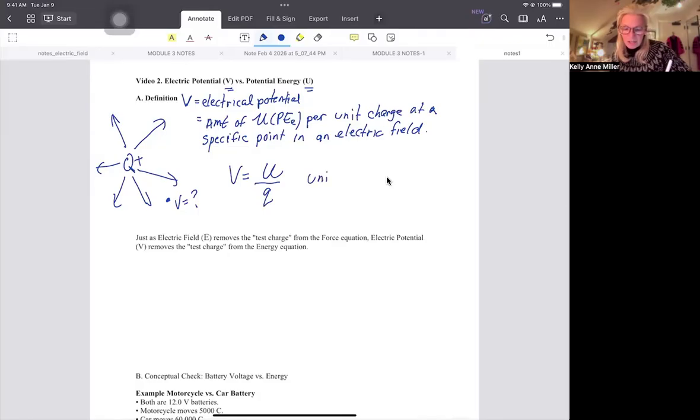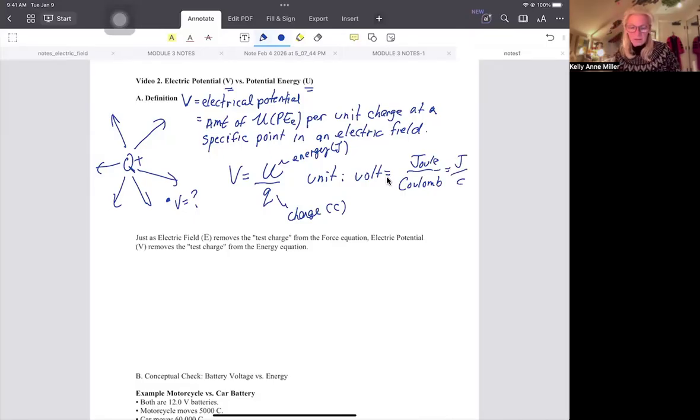The unit for it is the volt. Because U is in units of joules, and this is charge, which is in units of coulombs, the volt is defined as a joule per coulomb, or J over capital C.